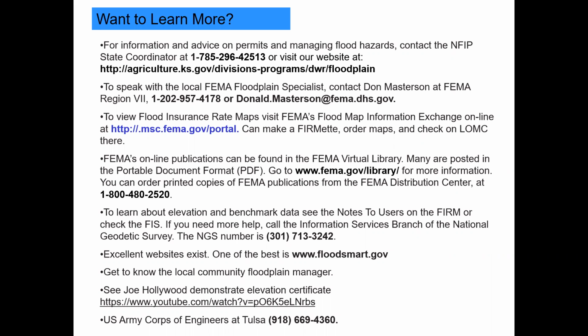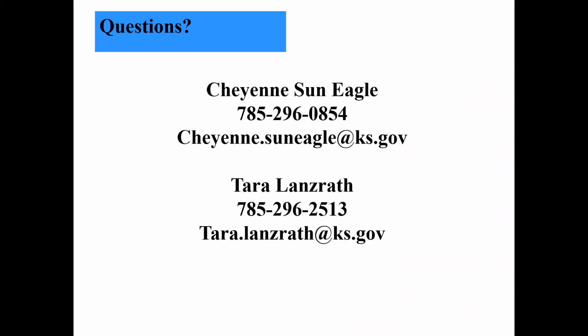And then floodsmart.gov, that's a good resource. Get to know the local floodplain manager. If you're not the local floodplain manager, get to know the surveyors that work in your community. We have a demonstration video of Steve, my previous supervisor, kind of going through the elevation certificate with a model structure and how the different foundation types work, and then the U.S. Army Corps of Engineers is at the bottom of that.